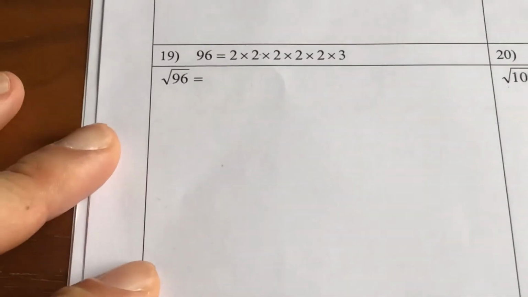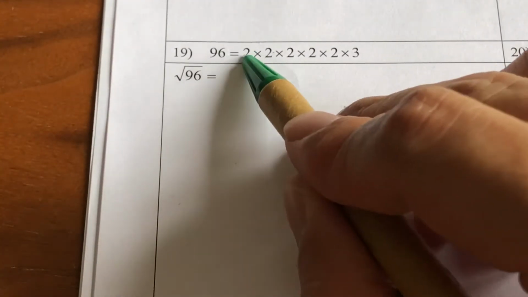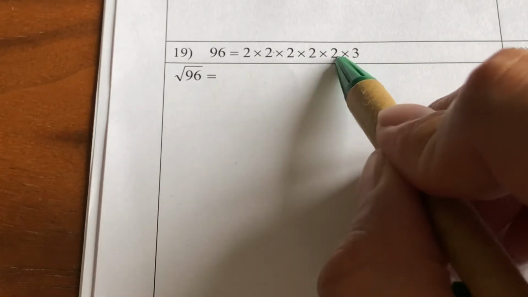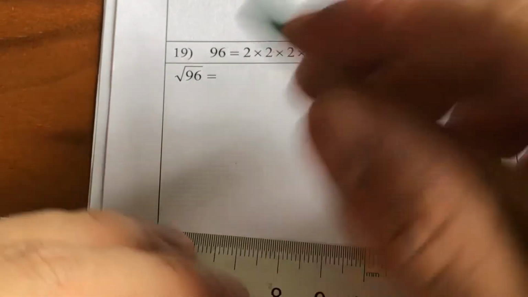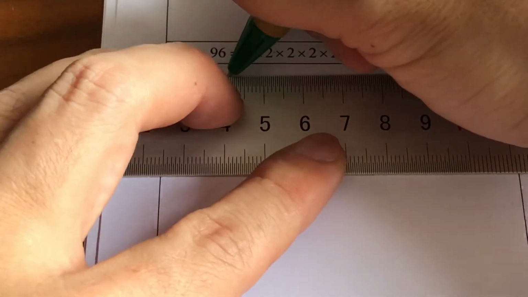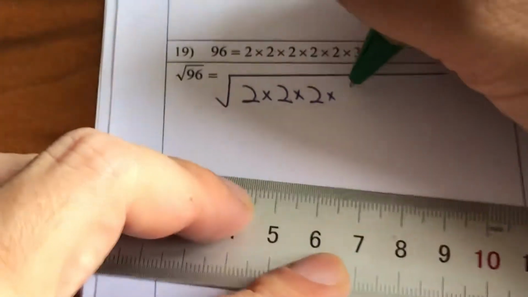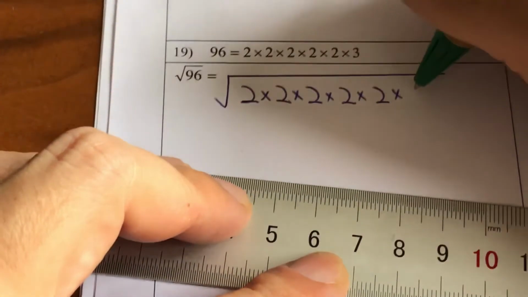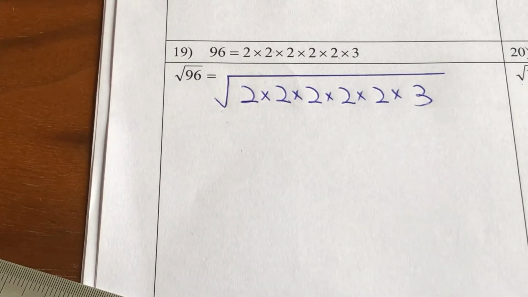And then, what about this one? According to the short division, 96 could be written as 2 times 2 times 2 times 2 times 2, and then times 3. So now let's try to simplify square root of 96. 2 times 2 times 2 times 2 times 2 times 3. Okay? Do you follow? And now, grouping. Can you do the grouping?